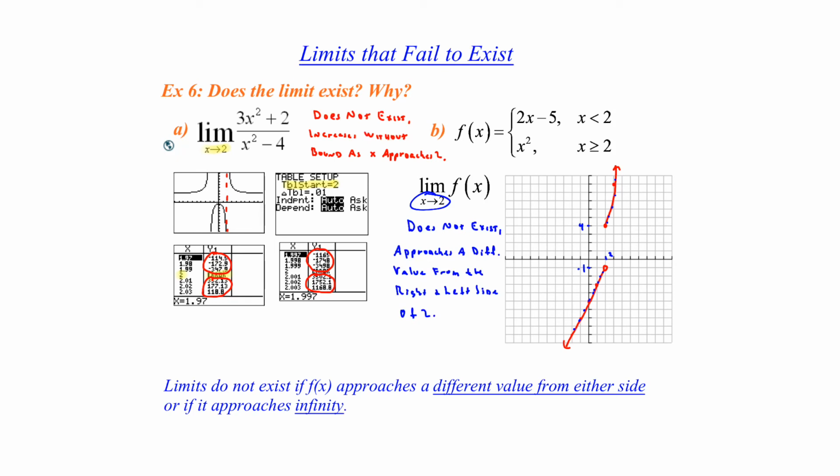So there's the does not exist, but also explaining why it doesn't exist. It approaches a different value from the right and left side of x equals 2. So limits do not exist if f of x approaches a different value from either side, so that was the second example that we just did, or if it approaches infinity, which means it increases without bound. So it just continues to get larger or smaller as x approaches that number. So there's two reasons why a limit could possibly not exist.